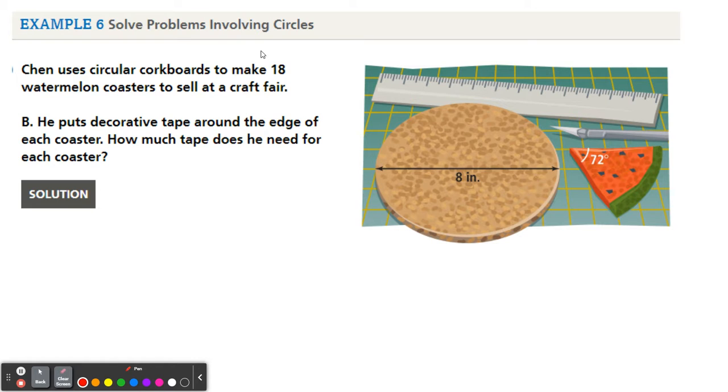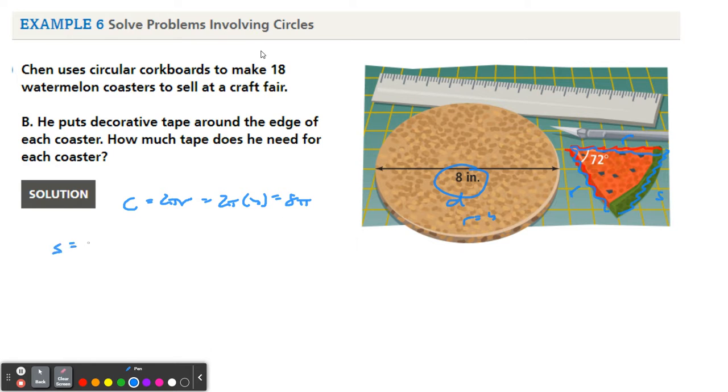So understand this, right? When you cut out the coaster, it's not just the watermelon edge that gets taped. It's going to be this radius, let me use blue. It's going to be this radius, and the watermelon edge, that arc. So we need to find the radius, and the length of that arc S, right? So let's find the length of the arc. It's part of the circumference. So let's first find the circumference, 2 pi r. Remember, that's your diameter, so your radius is 4. We calculated that, so 2 pi times 4, which is 8 pi.